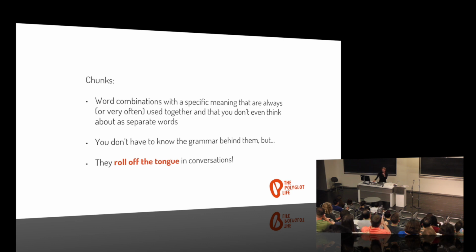They're word combinations with a very specific meaning that are always, or at least very often, used together, that you've heard so often, not that you've used so often, but that you've heard so often, that you don't even think about them as separate words anymore. And you don't have to know the grammar behind them. You can start using these chunks from the very beginning. But when you want to use them, they just roll off the tongue because you're not thinking about grammar, you just speak. And these chunks exist in all languages, of course, also in your mother tongue.